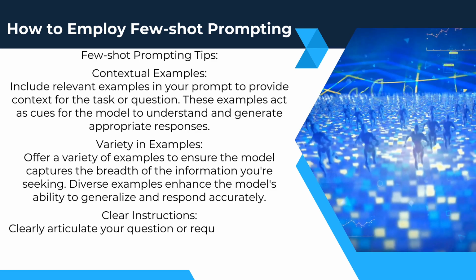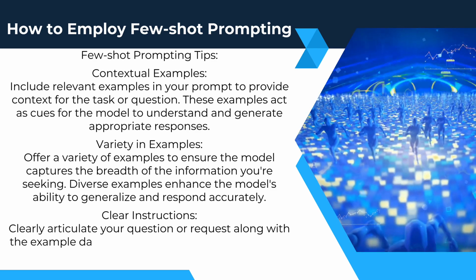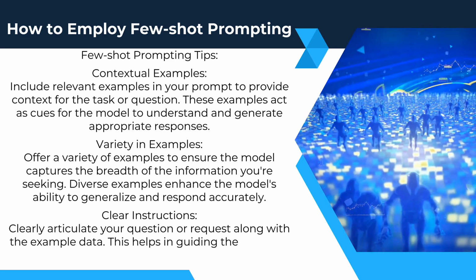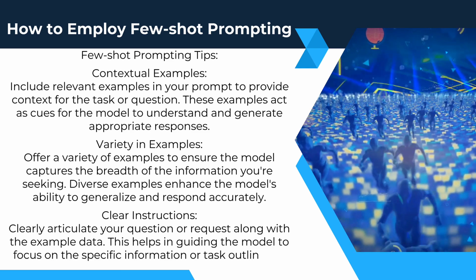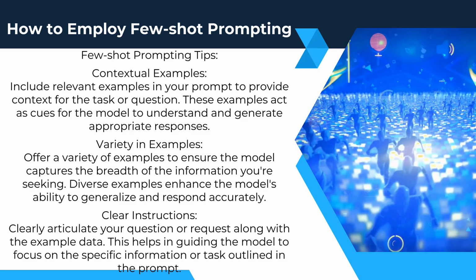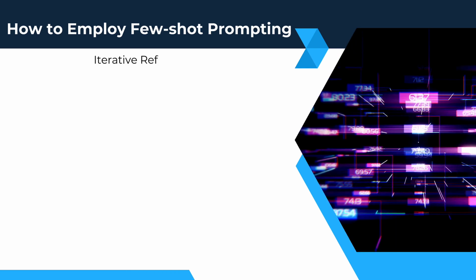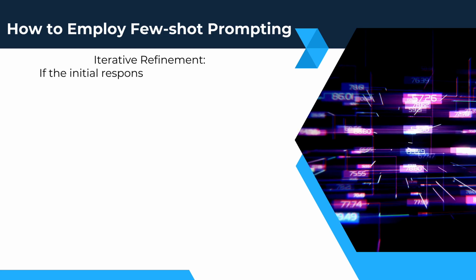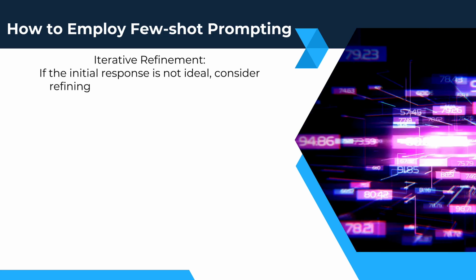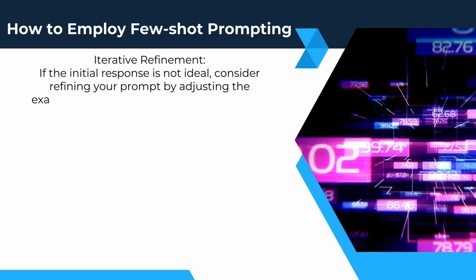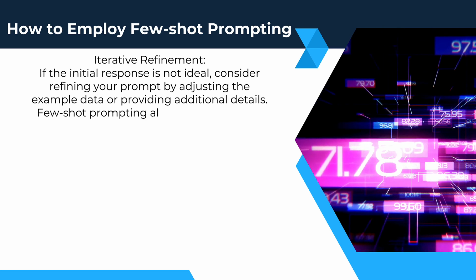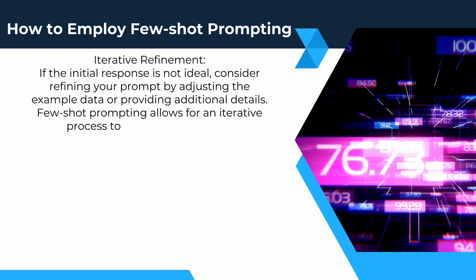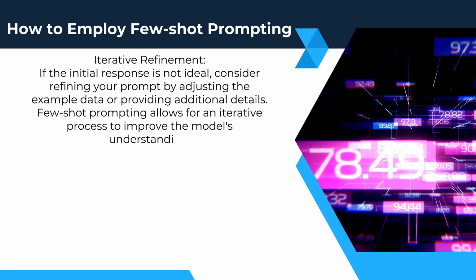Clear instructions. Clearly articulate your question or request along with example data. This helps in guiding the model to focus on the specific information or task outlined in the prompt. Iterative refinement. If the initial response is not ideal, consider refining your prompt by adjusting the example data or providing additional details. Few-shot prompting allows for an iterative process to improve the model's understanding.